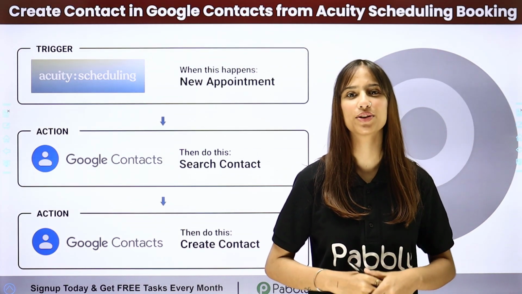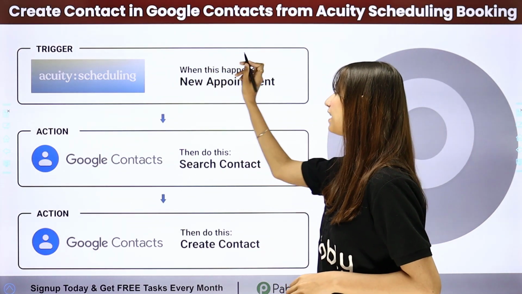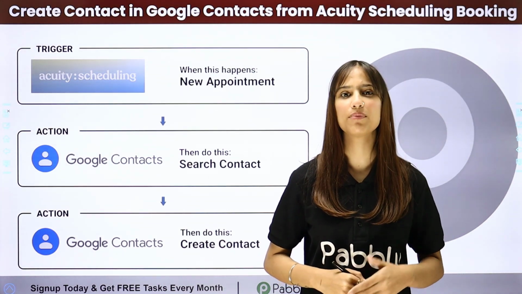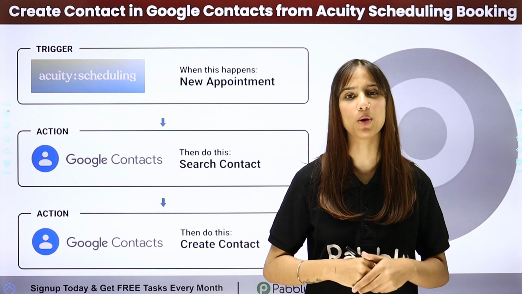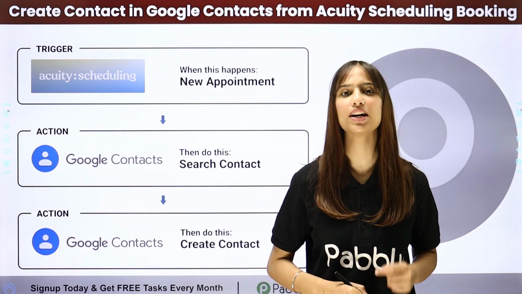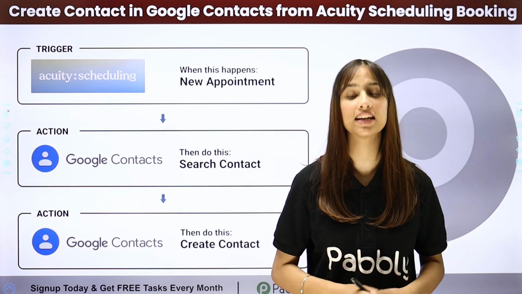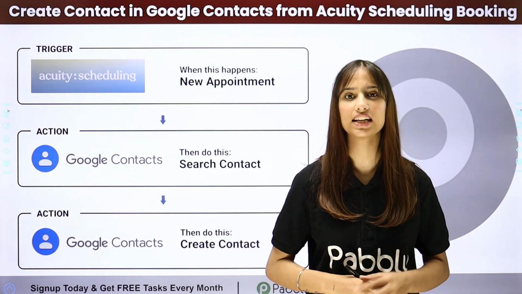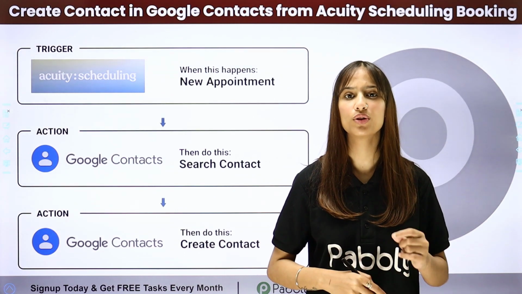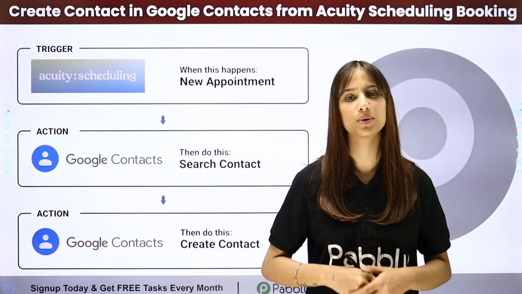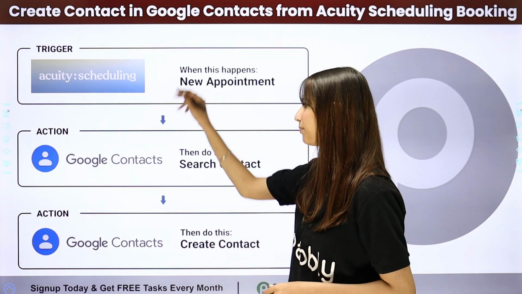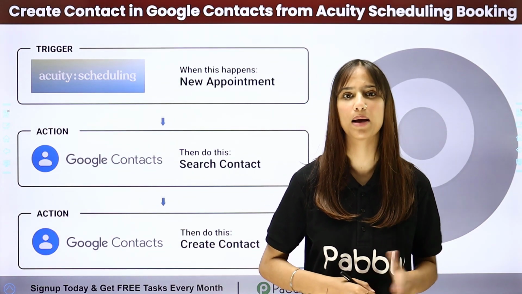So in today's video, we are going to understand how to create a contact in Google Contacts from Acuity Scheduling. So here let's assume that I'm using Acuity Scheduling to take appointments from my customers or clients. My objective is whenever there is a new appointment in Acuity Scheduling, I want to create a contact in Google Contacts. So here I'm going to create a contact for only those who are not a part of my Google Contacts. And now to do this, I need to build an integration between these applications, for which I'm going to use Pabbly Connect.